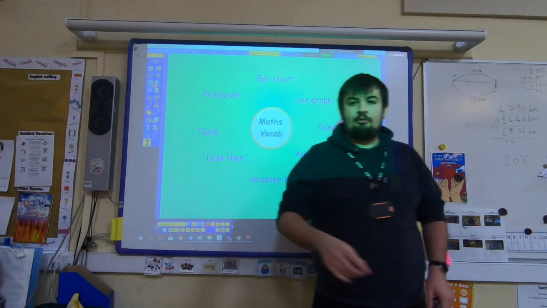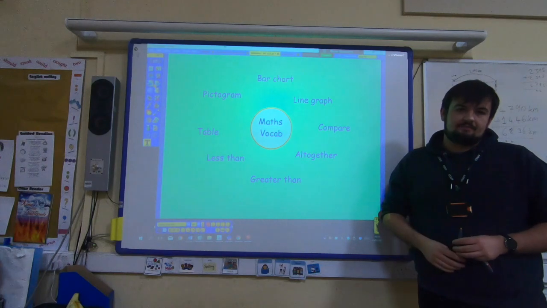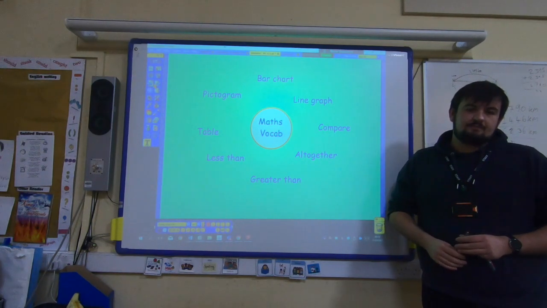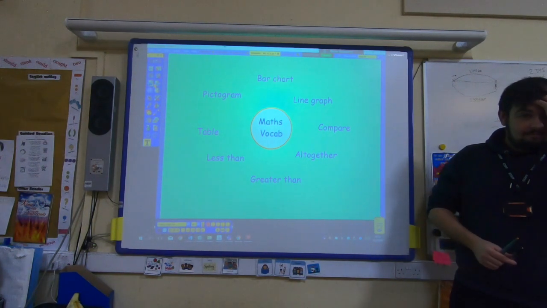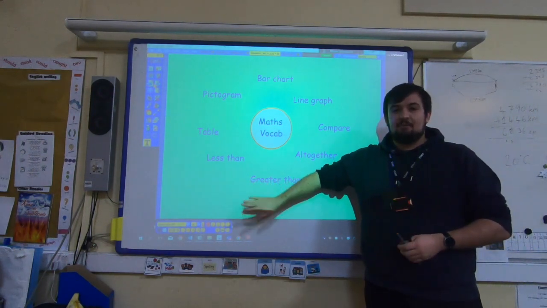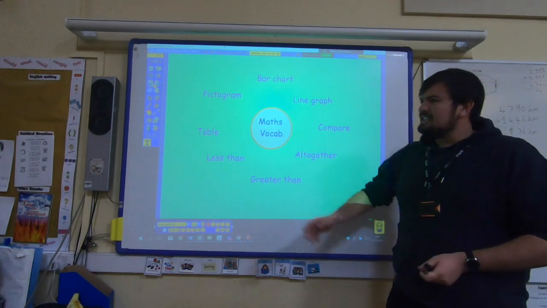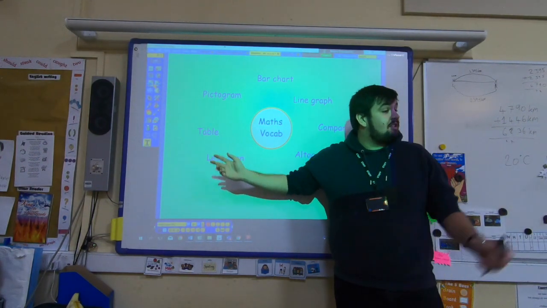What's less than? Freya? Say if you had 6 and 4, 4 would be less than 6. Yeah, nice. It's the opposite of greater than, isn't it? We're looking at a number that's smaller than our bigger number, the less than. Good. Table. Is it the inverse? We could say it's the inverse.